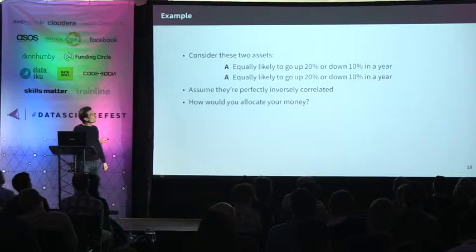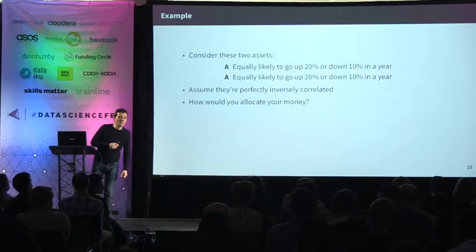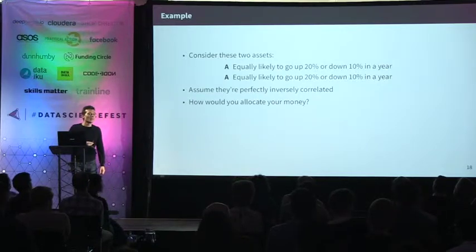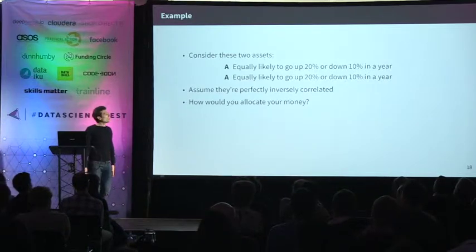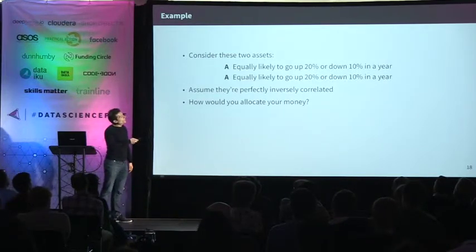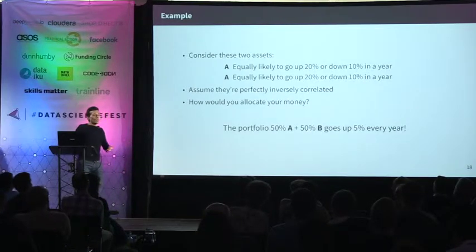The main thing, of course, is to remember that they are correlated. So if you take one, maybe you should also take the other. Yes, exactly. So if you decide to have both, then you're hedging your risk. And because they are perfectly inversely correlated, which of course never happens in real life, then if you take half of one, half of the other, then your portfolio will go up 5% every year. And there is no risk involved with this.